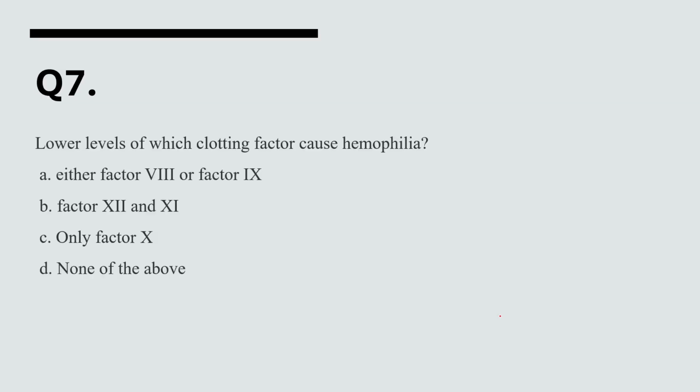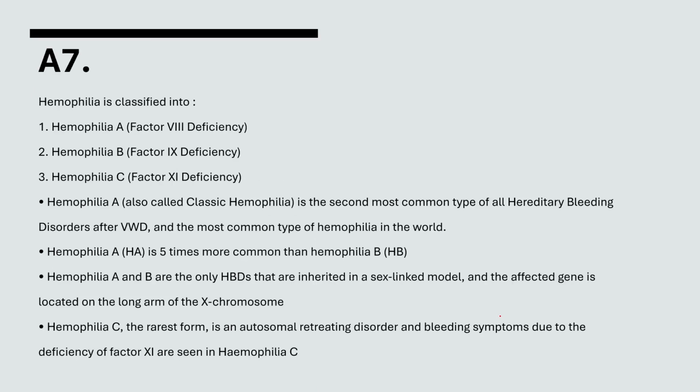Okay, so there are a few factors which are responsible for hemophilia. It can be classified into hemophilia A, that is factor 8 deficiency, hemophilia B, factor 9 deficiency, and hemophilia C, factor 11 deficiency. So there are three factors which are responsible for hemophilia, that is 8, 9 and 11.